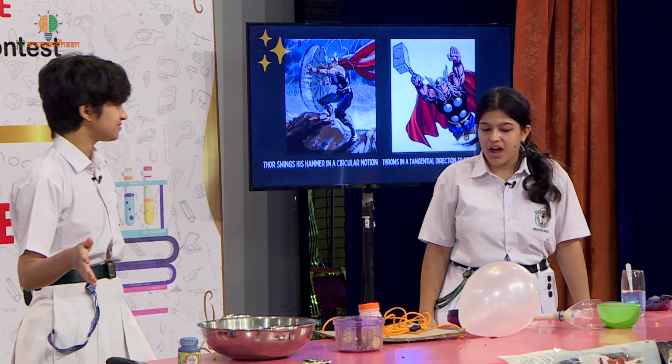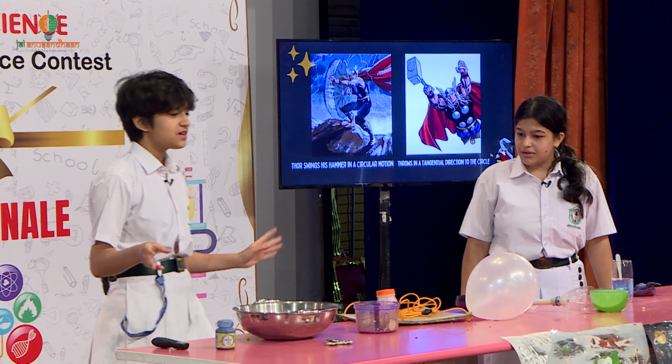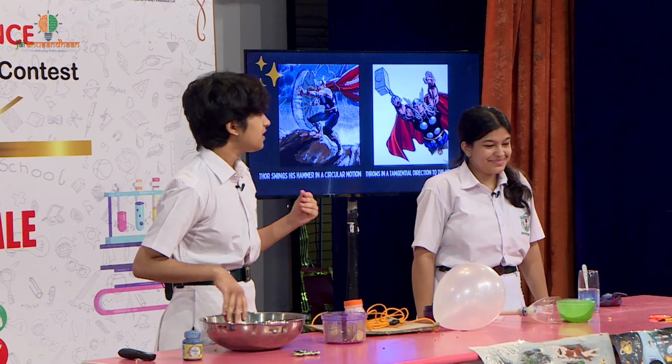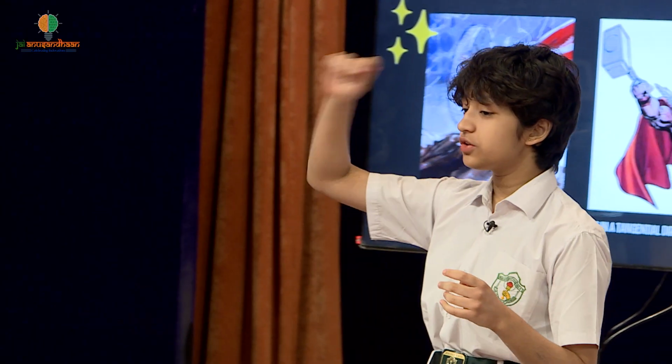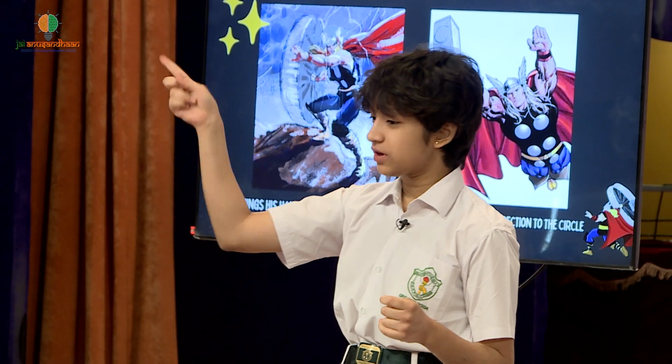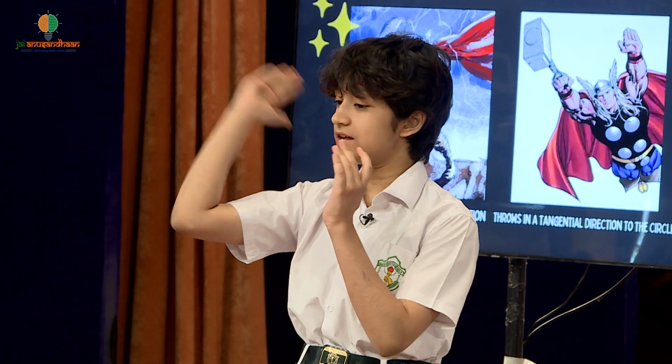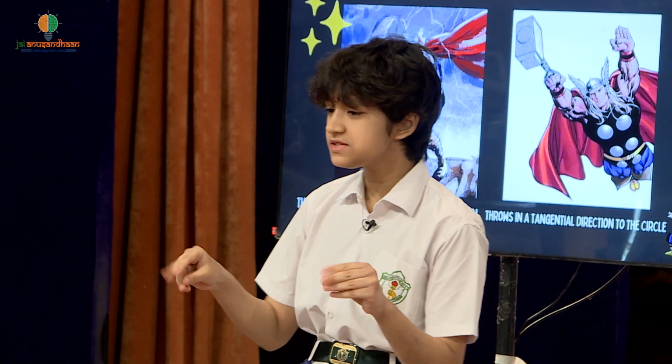Huh? Yeah, I know. Since Navya clearly knows, we should probably explain it to you guys. When Thor rotates his hammer, it moves round and round, and then he throws it in a tangent to the circle. This is a classic example of centripetal force and inertia. Of course, I knew that.